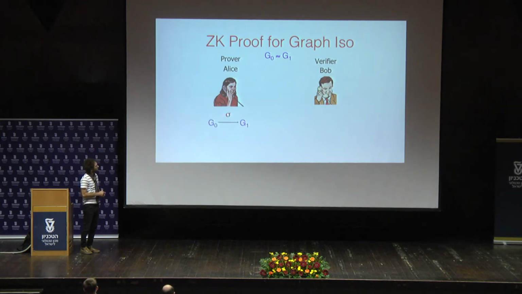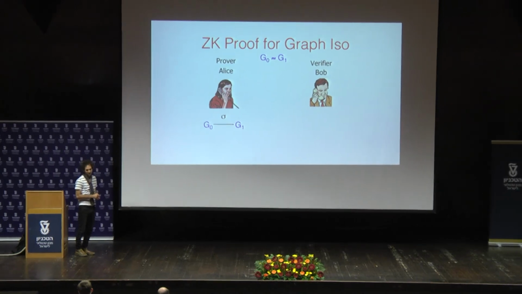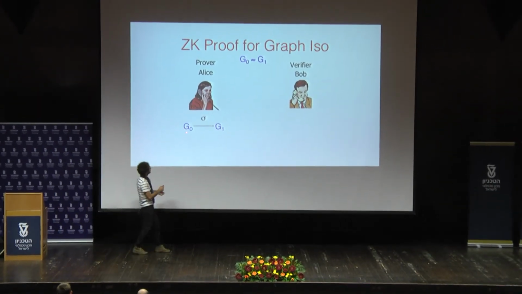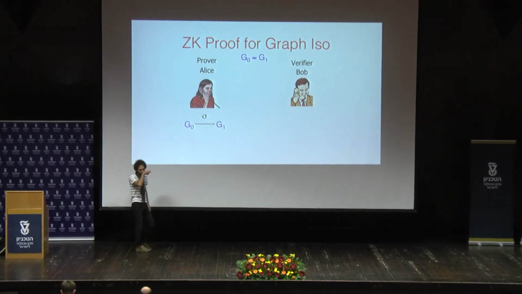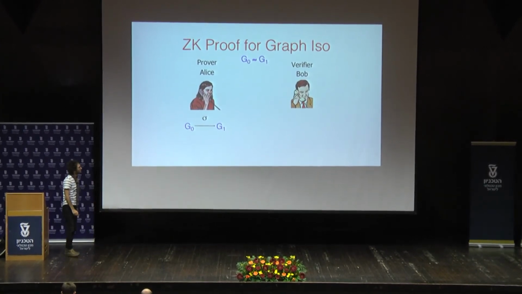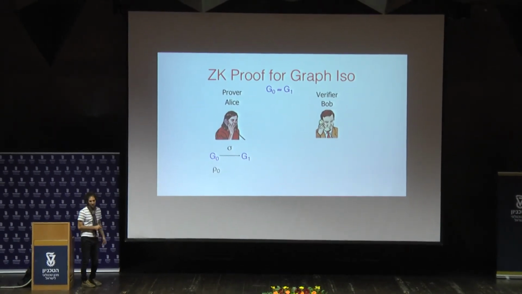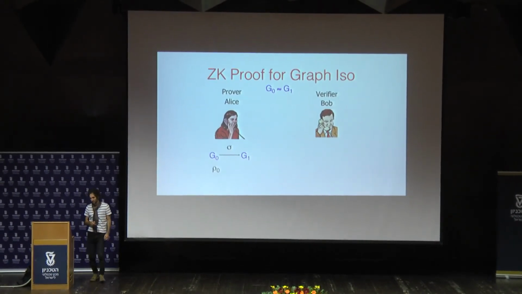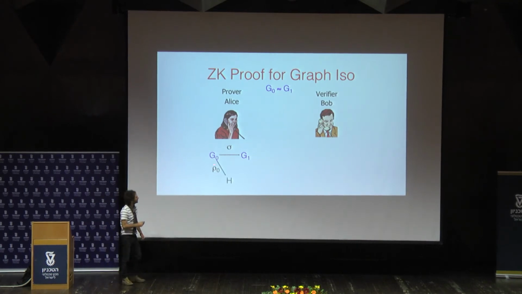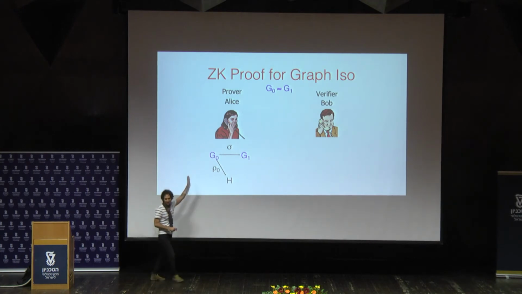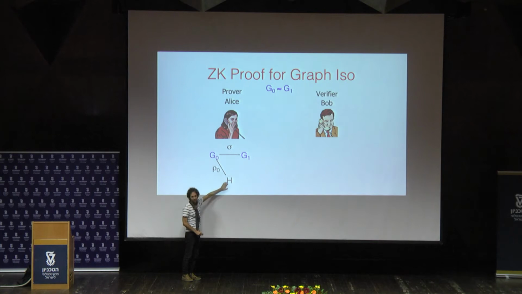So let's say that Alice knows this isomorphism, this relabeling sigma. So sigma is a way to relabel G0 to G1. She's not going to give that away. Instead, what she does is that she picks a random permutation ρ0 that transforms this G0 to another randomly labeled version that we call H. She takes the left graph and relabels it in a random way to a graph H.